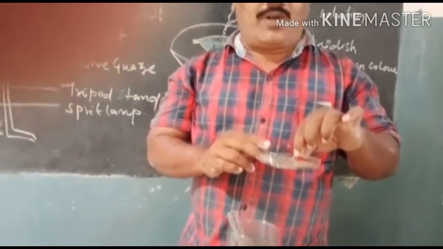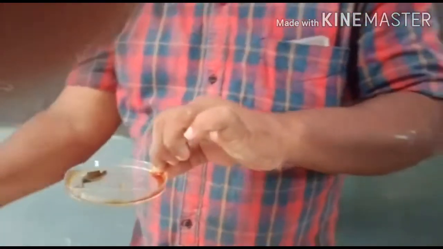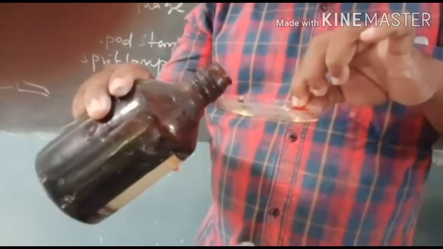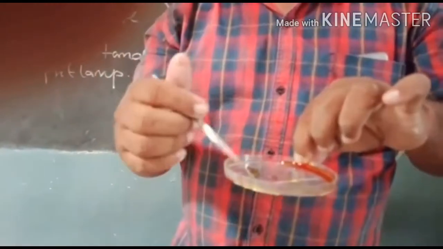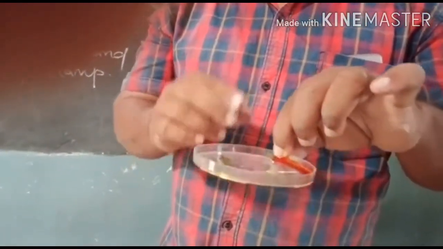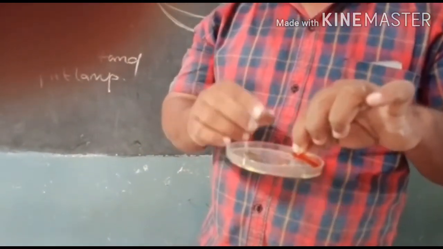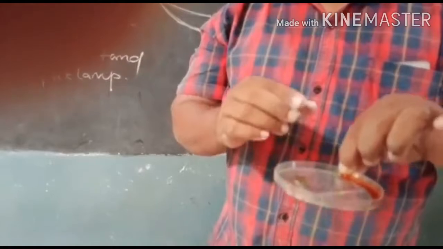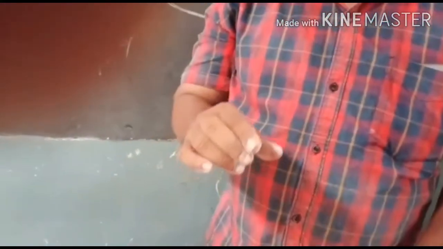Once the leaf is bleached, add 1 or 2 drops of iodine solution onto it. The leaf changes to deep blue in color. Why? Because of the presence of starch. The leaf contains starch, so only then does it change to deep blue in color.